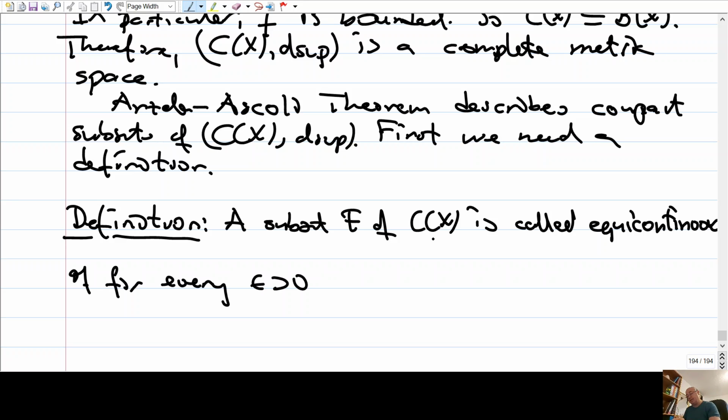Also note that since I assume X is a compact set, this set of continuous functions are always uniformly continuous, right? On a compact set, continuous and uniformly continuous are the same. So E consists of uniformly continuous functions. But now I ask another uniformity, in the sense that for any epsilon, I will find a delta which works for all the functions in the set E.